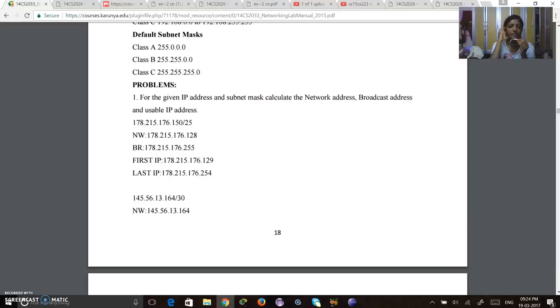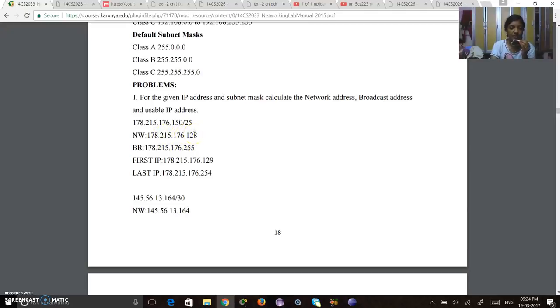For the given IP address and subnet mask, we are asked to calculate the network address, the broadcast address and the usable IP addresses. The network address is found from the network portion. This is the subnet mask, that is /25. In the first octet it has 8 ones, in the second 8 ones, in the third 8 ones, and in the last it has 1, followed by 7 zeros, which forms 128. Each network can go up to a limit of 255, and that makes the broadcast address, and this is the network address.